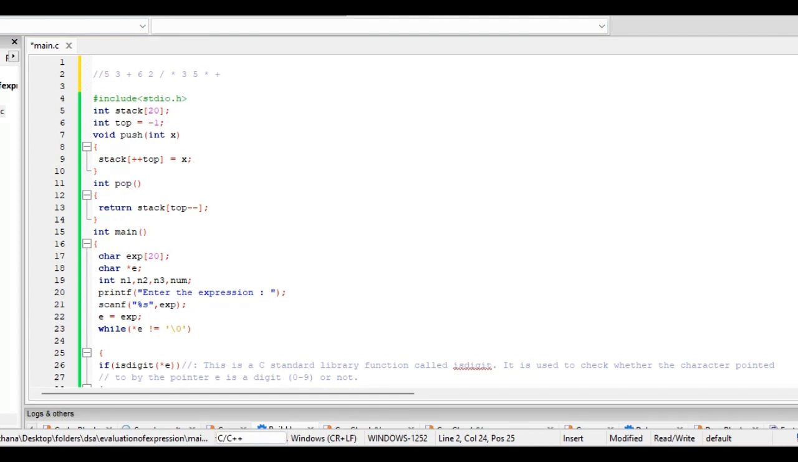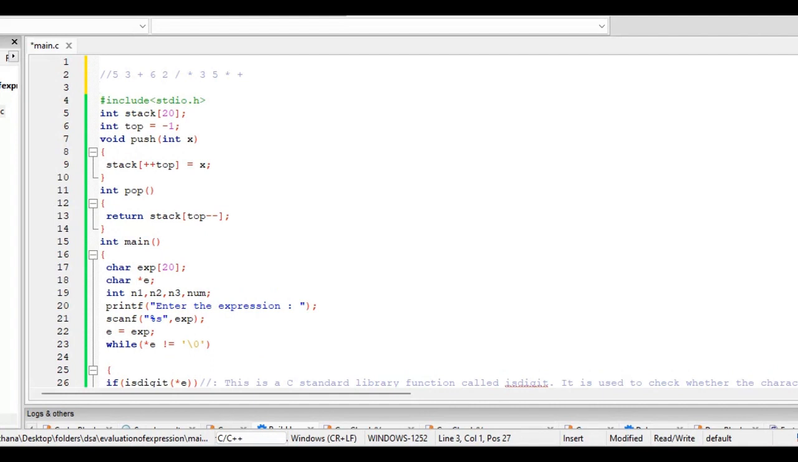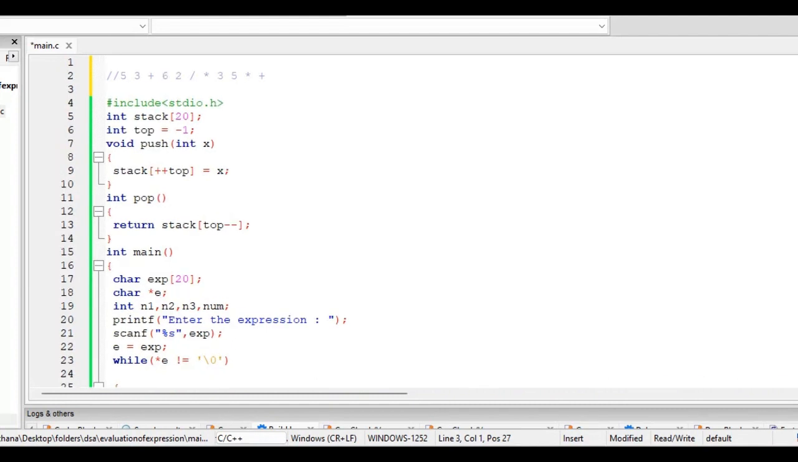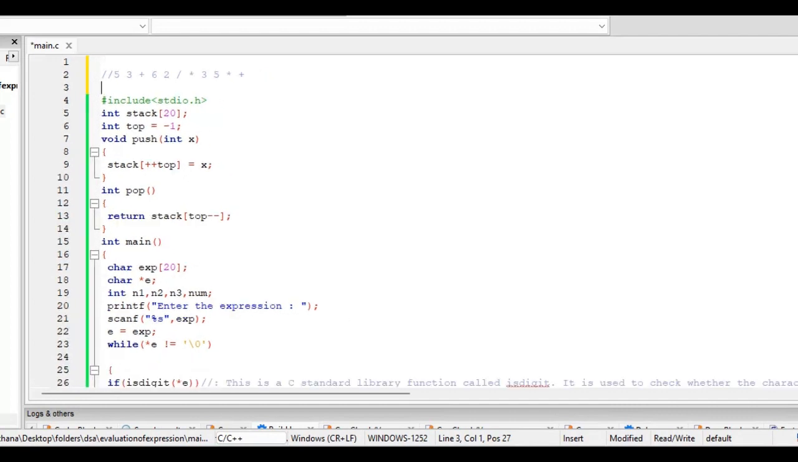Consider this example: 5 3 plus 6 2 division symbol, multiplication symbol, 3 5 multiplication symbol, plus. This is the question, and let me explain it further. Please look at the question thoroughly. The question is 5 3 plus 6 2, division, multiplication, 3 5 multiplication, plus.